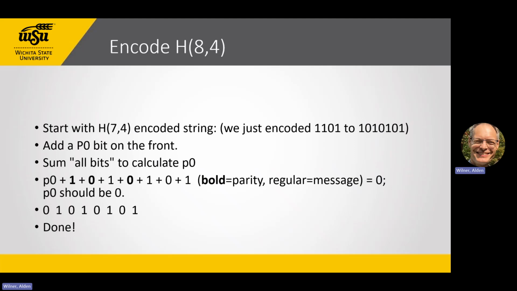Hamming 8-4. How do we encode that? We start by encoding Hamming 7-4. Reserve a space at the front for the P0 bit. We count up the total number of ones in our coded message, whether they're parity or data, doesn't matter. We're going to count all of the ones: 1, 2, 3, 4 ones in that message. That means there's an even parity already. So we're going to set P0 so that the overall message has an even parity.